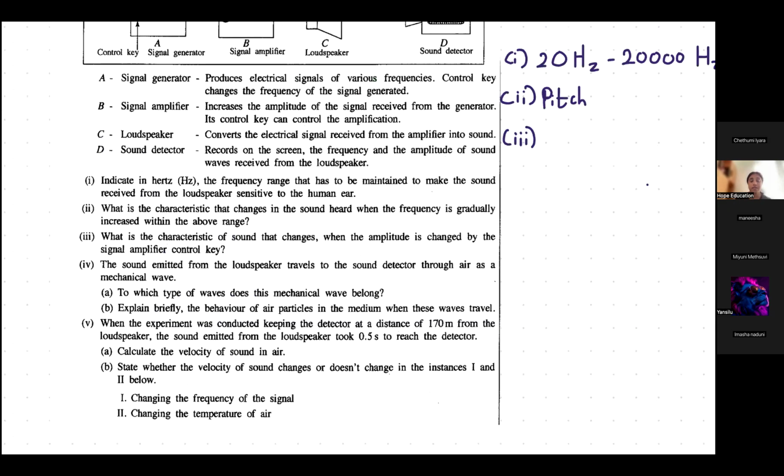What is the characteristic of sound that changes when the amplitude is changed by the signal amplifier? Amplitude relates to loudness.